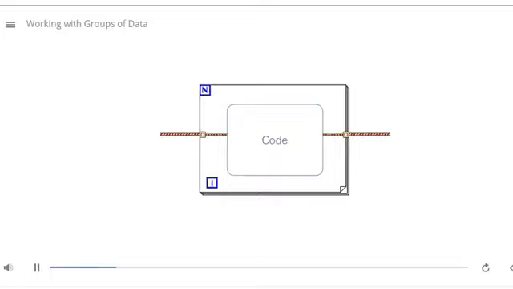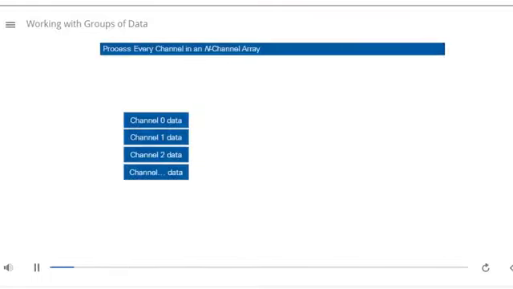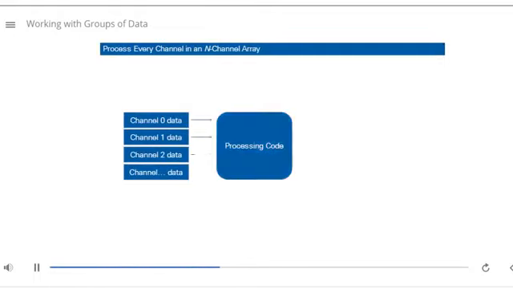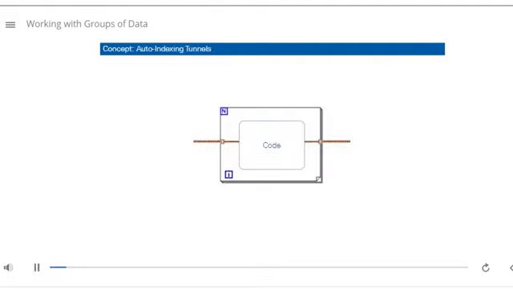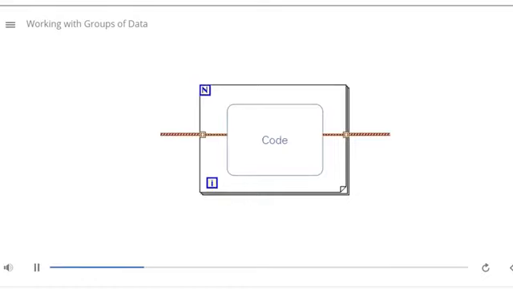For loops and while loops can configure an input tunnel to iterate through an array. When working with an n-channel array, a common task is to run the same processing algorithm on every channel of the n-channel data. To do this, we can use a for loop with auto-indexing tunnels. For loops and while loops can configure an input tunnel to iterate through an array's elements and configure an output tunnel to build an array. This is known as auto-indexing.